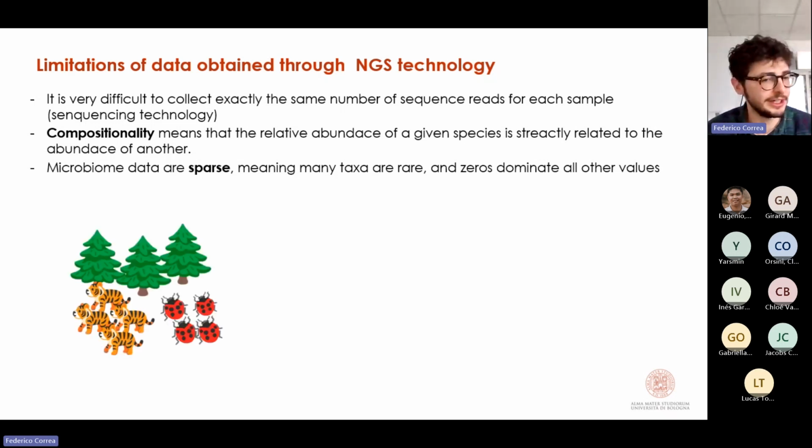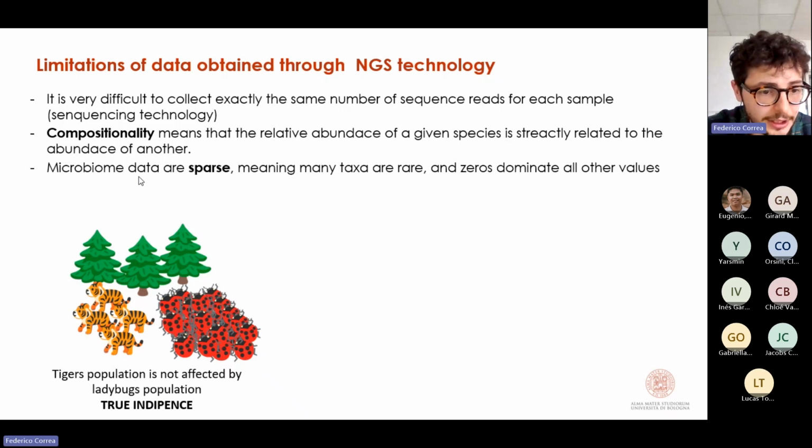So I usually make this example. If we consider a natural environment, in this environment we have tigers and ladybugs. If the population of ladybugs increases significantly, the tiger population will not be affected by this increase in the ladybug population. This is called true independence.